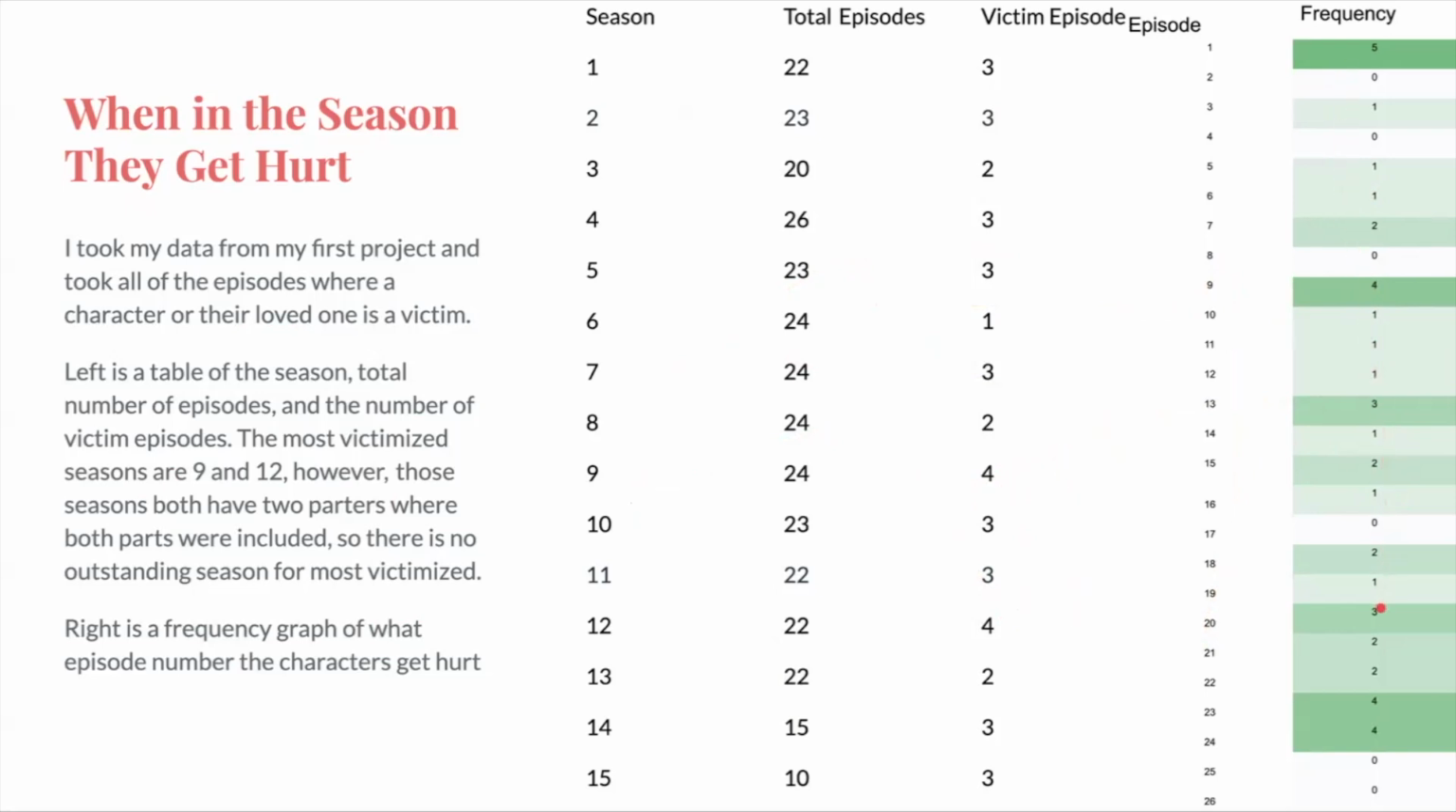It's a frequency graph of when in the season, like what episode number they get hurt. So it's usually the first episode or the last episode, usually being a 2-parter. Episode 9 right here is weirdly high, and I know at least one of those is just from season 15 because there are only 10 episodes, but I don't know, I thought that was interesting.